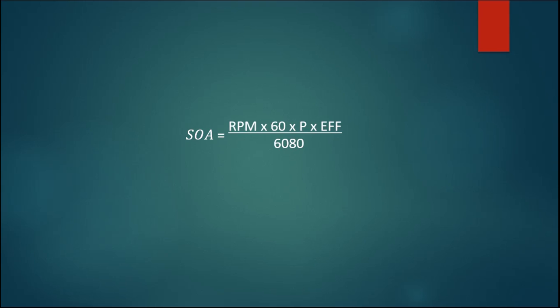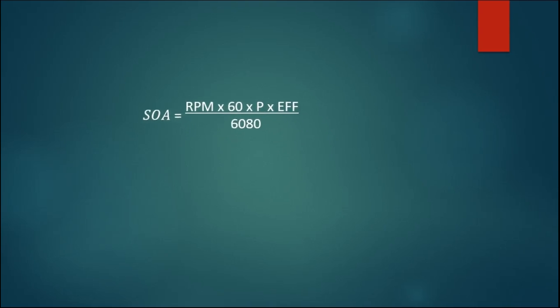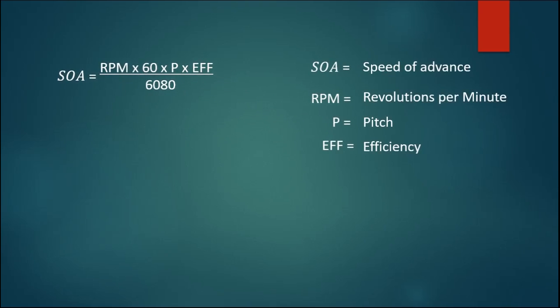Here's our formula for speed by RPM, and for the next four lessons we'll be using this formula or a variation of it to solve all of our Coast Guard problems. SOA is speed of advance, RPMs is revolutions per minute, P is the pitch, EFF is efficiency, and the two constants in this problem are 60 and 6080. 60 is because there are 60 minutes in an hour, and 6080 is because there are 6,080 feet in 1 nautical mile.